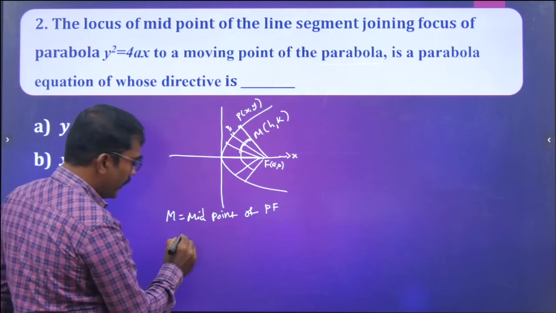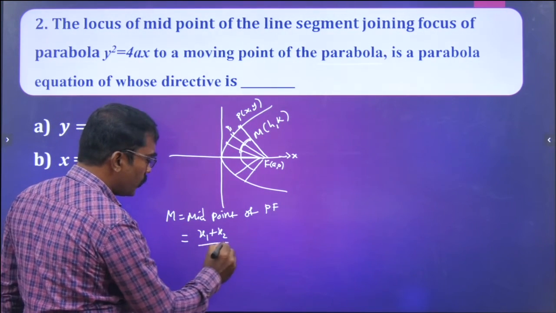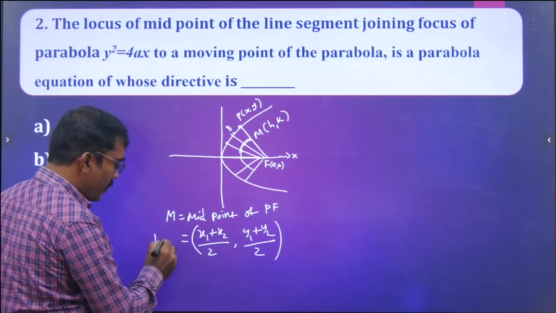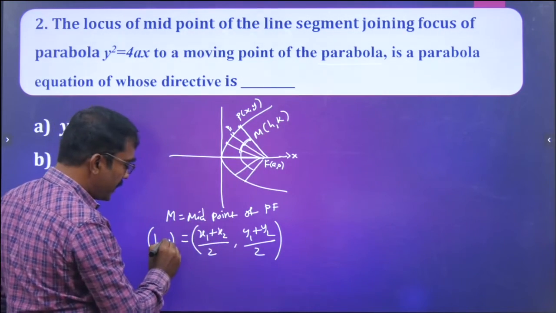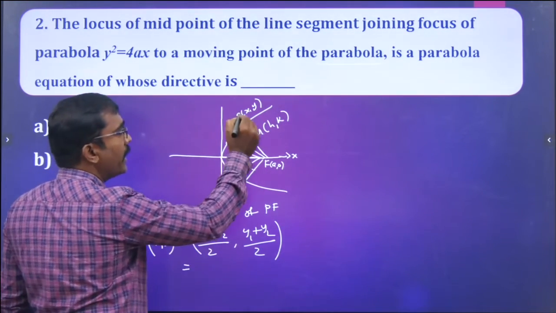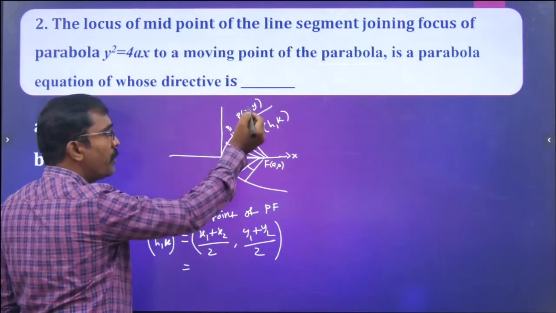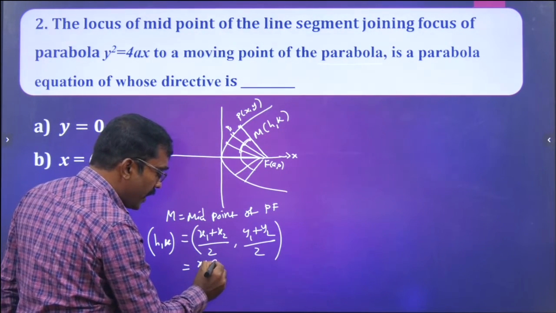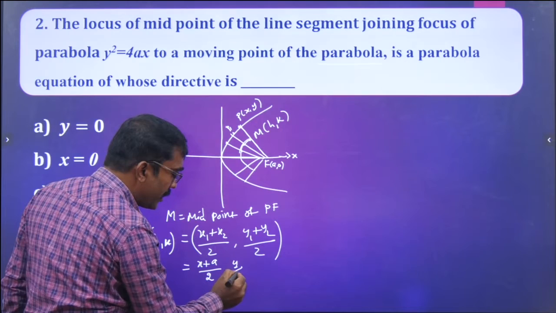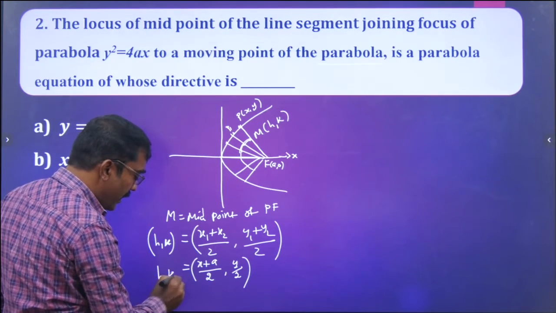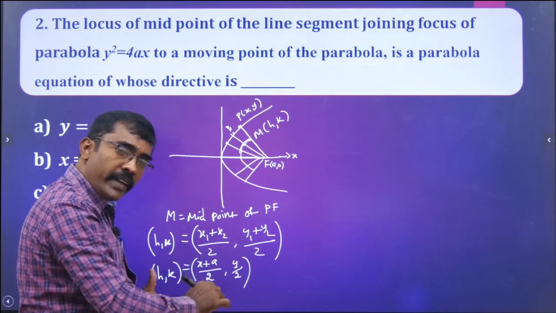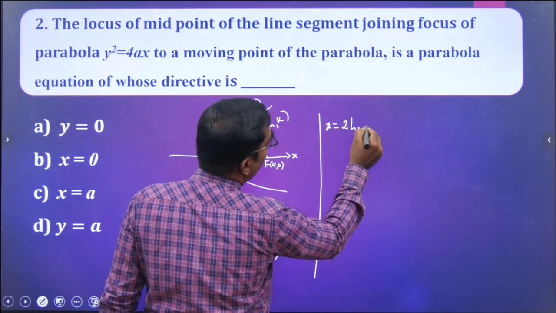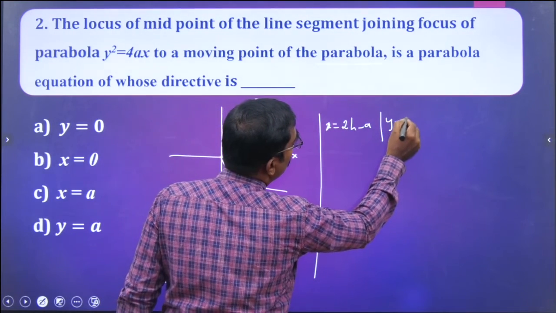We know the midpoint formula: (x1 plus x2) by 2, comma, (y1 plus y2) by 2. This is M, (h, k). So here x1, y1 and x2, y2. Replace these values in this equation. Put x1 equal to x, and x2 equal to a: (x plus a) by 2, and y by 2. This equals (h, k). Equating coordinate-wise, we have x equal to 2h minus a and y equal to 2k.